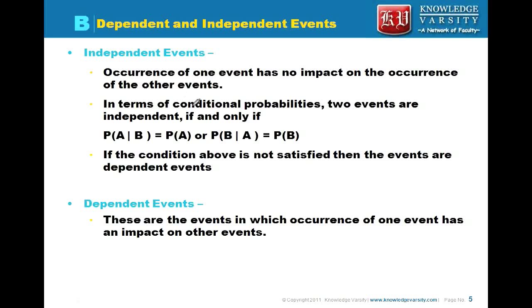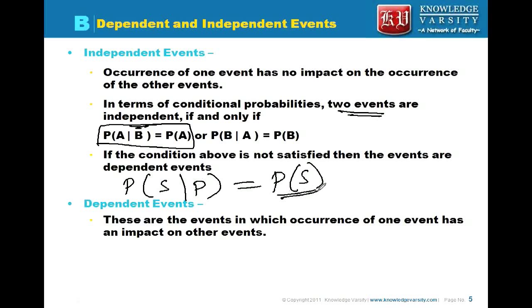In terms of conditional probability, two events are independent if they satisfy these two criteria. The probability of A given B has occurred: what is the probability that Sachin will play given Ponting plays? It should be equal to the unconditional probability of Sachin playing, because Ponting playing has no bearing on the probability that Sachin will play.